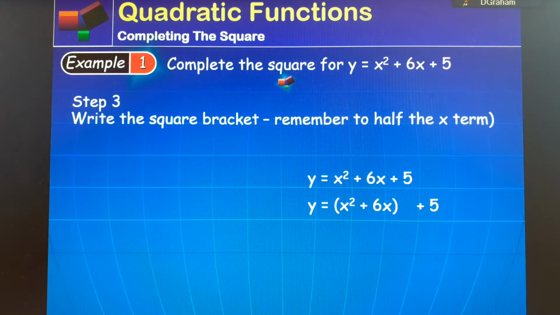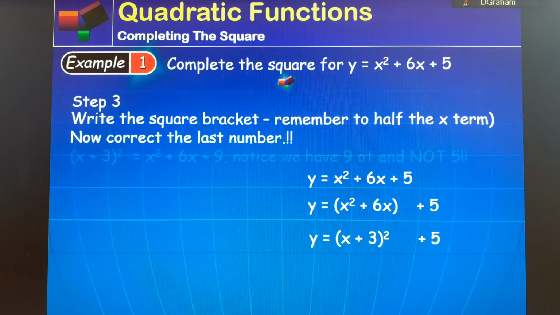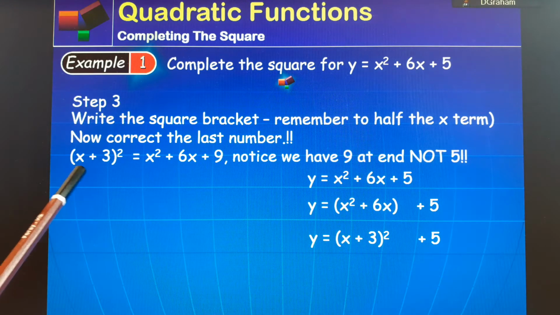Okay, so we're going to write the square bracket. So remember what we have to do. This term leads to the x, and then this term has to be halved. And we drop the x at this point. So we have an x from that term and a 3 from that term, and that's our square bracket. I've written the plus 5 away over at the end there because I don't want to forget I've got a plus 5 in here.